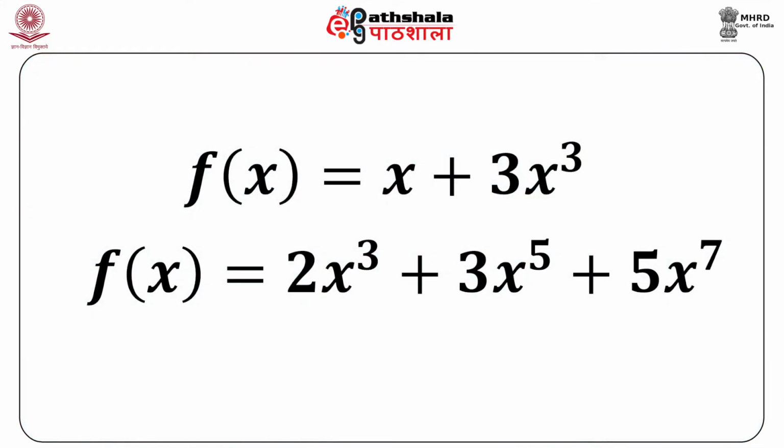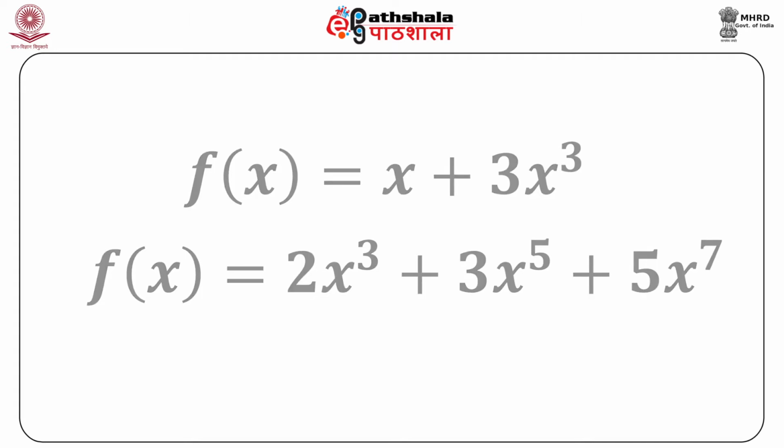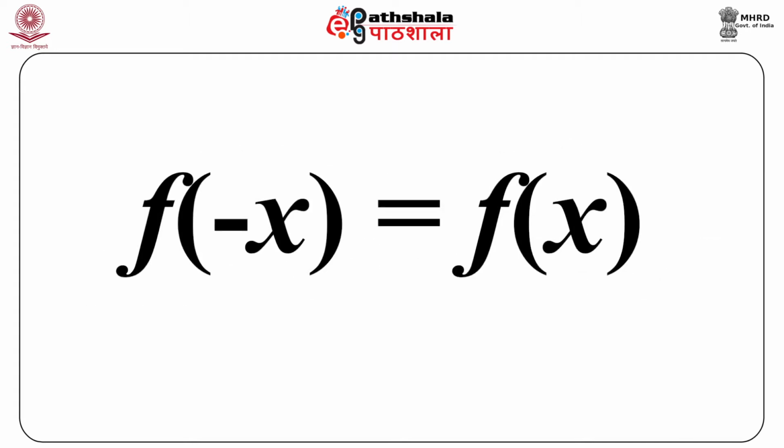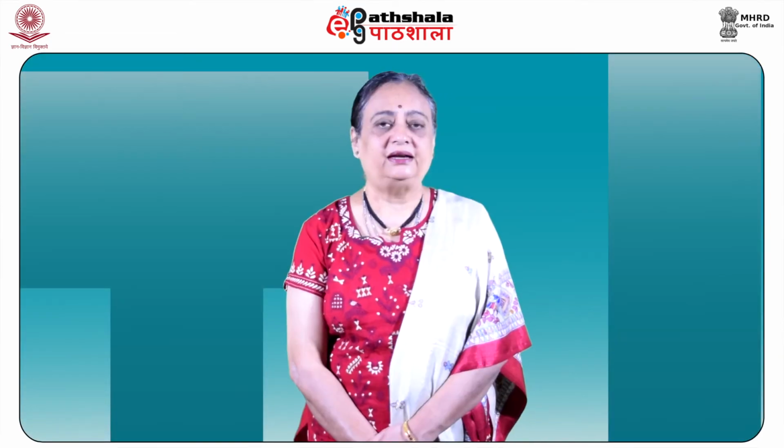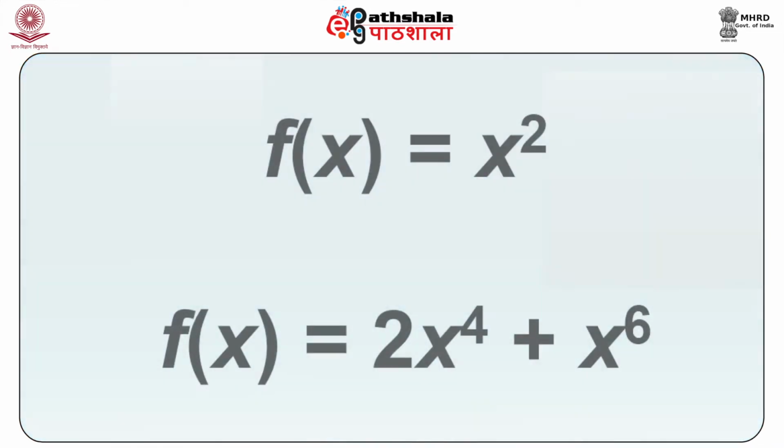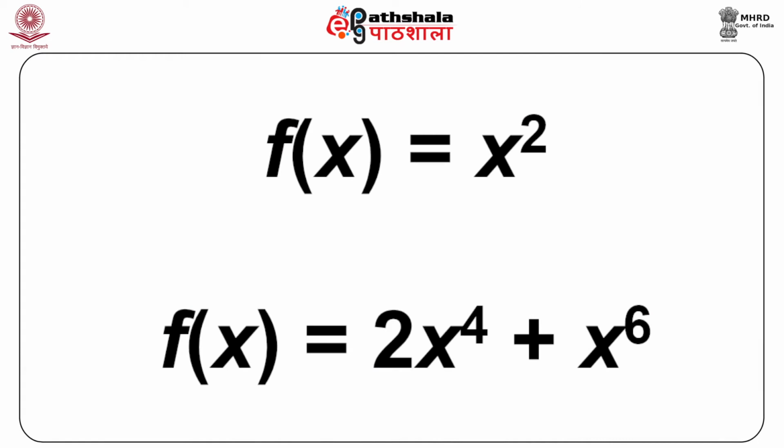You may note that all powers of x in such expressions are odd. In both the expressions you have x raised to the power of 1, 3, 5, 7, but never to the power of 2, 4, 6, and such functions are odd functions, and we say that f(minus x) is equal to minus of f(x). And on the other hand, you have functions where you have all even powers of x, such as x square or 2x to the power of 4 plus x raised to the power of 6. Such a function is called an even function, because it does not reverse sign when you replace x by minus x.